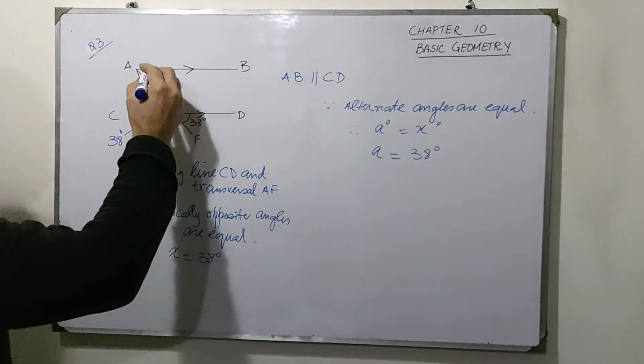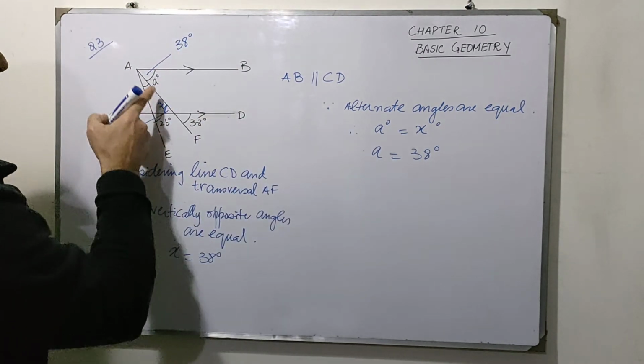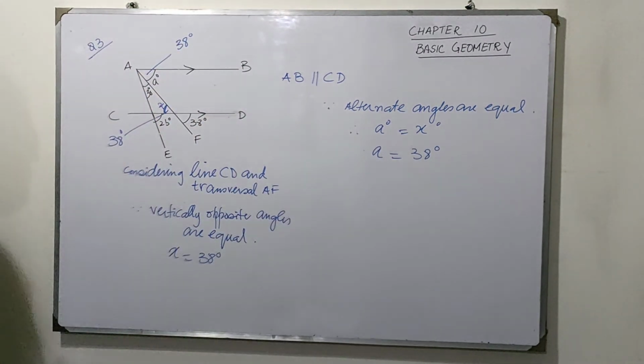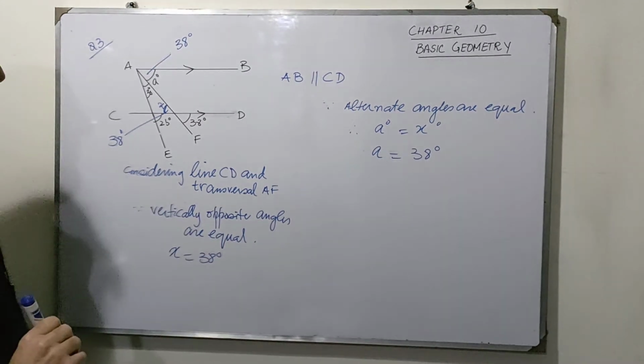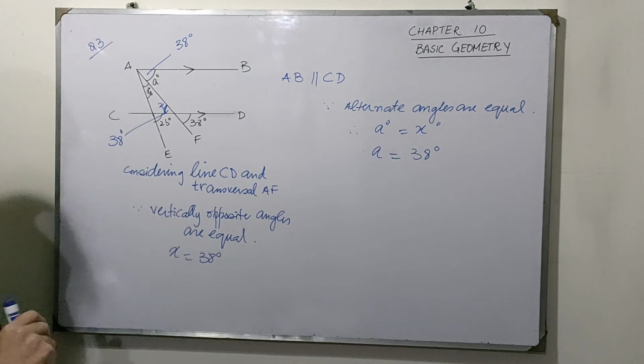Okay, so we have this angle now, which is also 38. Alternate angles are equal. So we have the value of A now. We have to find the value of B.